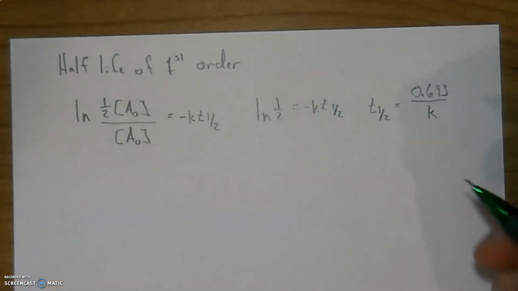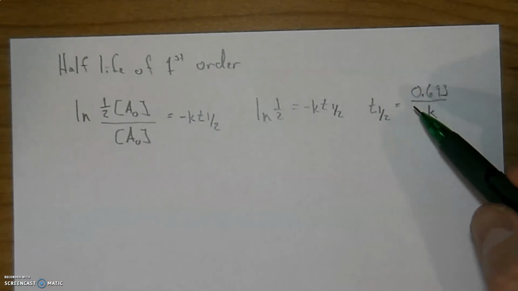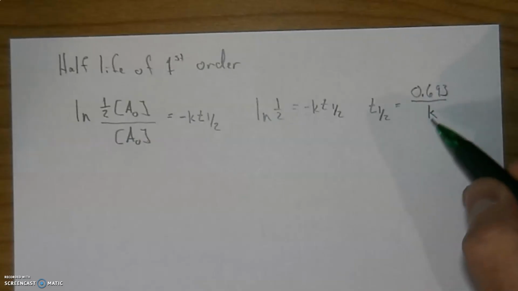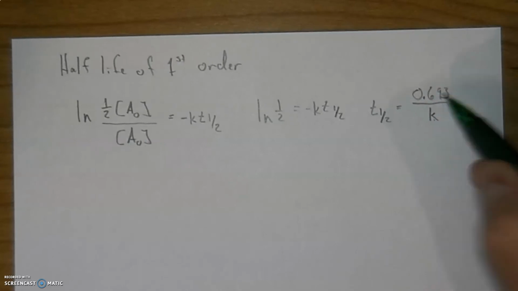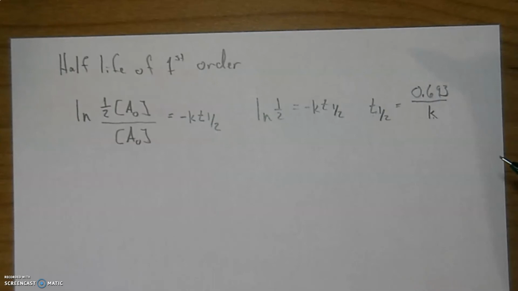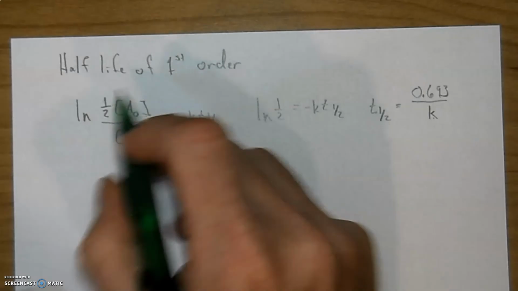Interesting for this particular reaction, I don't even need to know what the concentrations are. I just need to know what the rate constant is. If I know the rate constant, I can plug that into the rest of this equation and tell you what the half-life is for the reaction. I don't need any concentrations. Done. Now, this was first order.